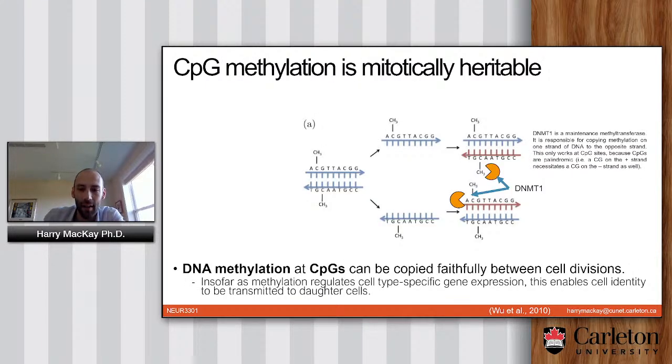So as I said, CpG methylation is mitotically heritable. This means that it can be copied faithfully between cell divisions. And this is really kind of a big deal, because this is exactly what enables epigenetic mechanisms like DNA methylation to carry information between generations. As we'll see when we learn about developmental programming, people are very curious about whether a trauma or something inflicted on one generation can be passed on epigenetically to the next generation.